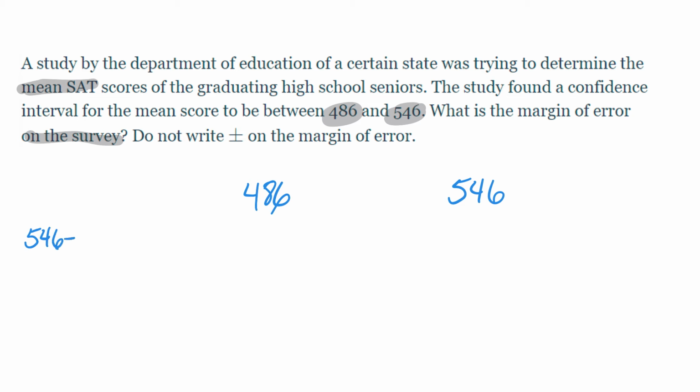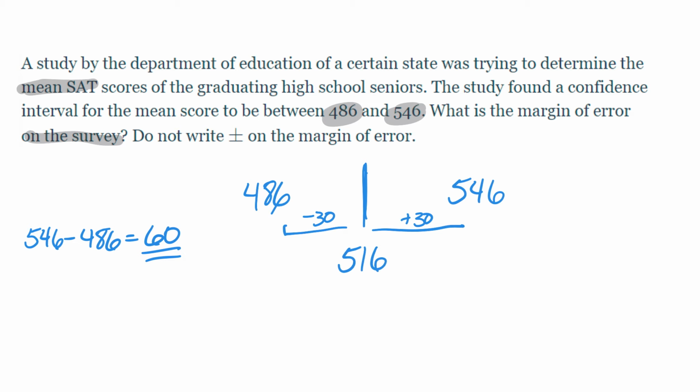The larger number minus the smaller number. What that will do is tell me how far apart these two numbers are from one another. And they are 60 units apart from each other. So our mean is going to be half the distance of our 60 units. That would be a plus 30 for this and a minus 30 for that. So our measurement mean would be 516, and we would write our margin for error as plus and minus 30 units.